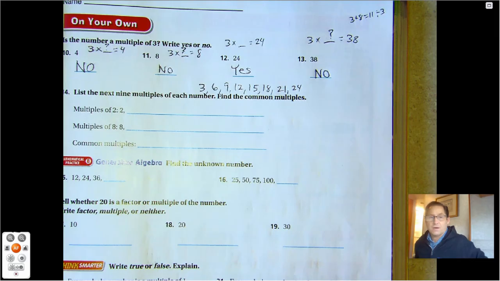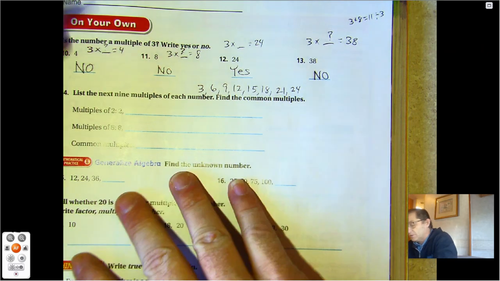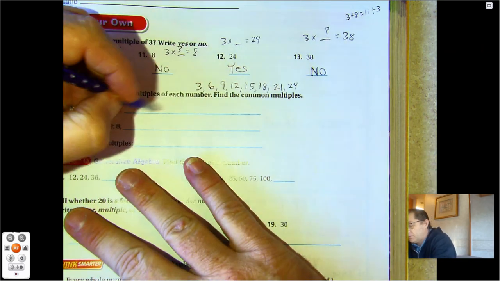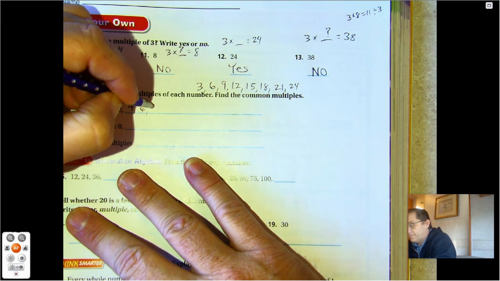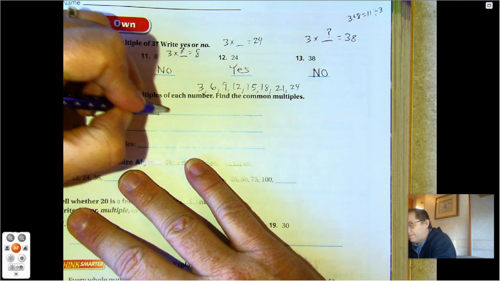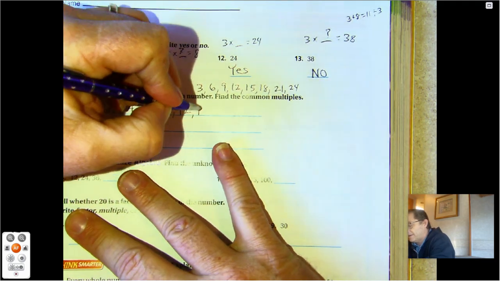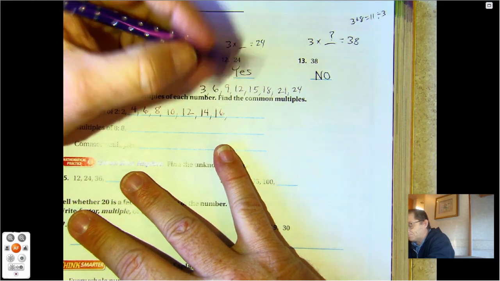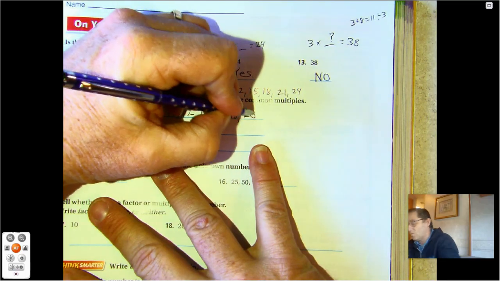All right, 14. List the next 9 multiples of each number. Find the common multiples. So 2 times 1. 1 times 2 is 2. 2 times 2 is 4. 3 times 2 is 6. 4 times 2 is 8. 5 times 2 is 10. 6 times 2 is 12. 7 times 2 is 14. 8 times 2 is 16. 9 times 2 is 18. And 10 times 2 is 20.